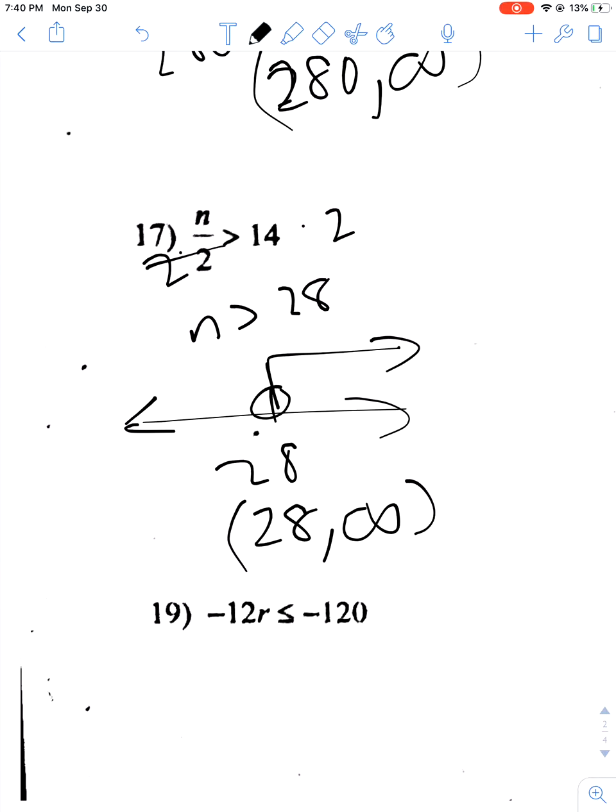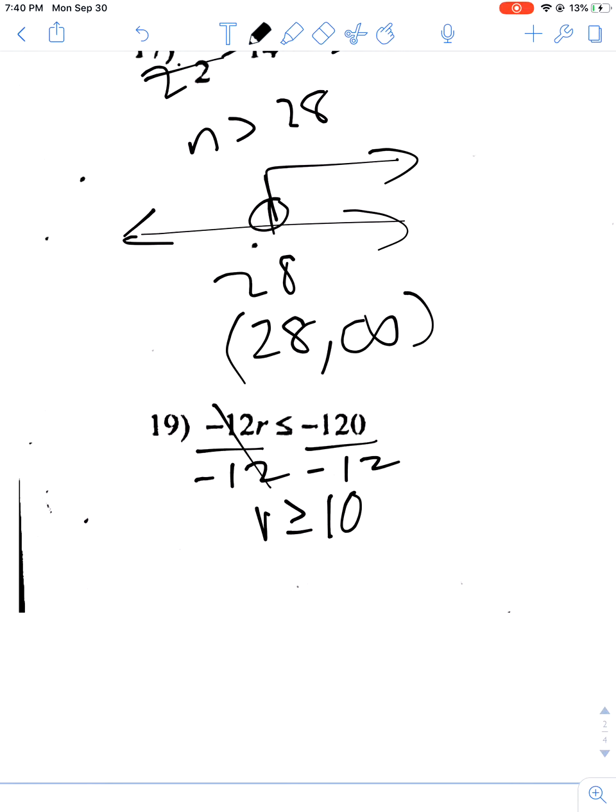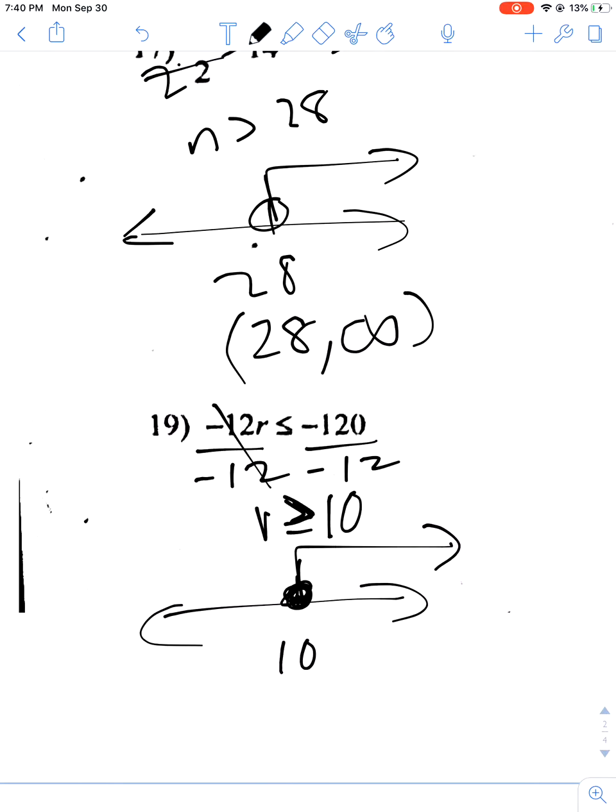All right, number 19. To do this, I need to divide by a negative. But when we divide by a negative, we need to flip our inequality. Negative divided by negative is positive. 120 divided by 12 is 10. Okay. So we divided by a negative. That's why we flipped here. 10 is on here. Closed. It says R is bigger. So I need the numbers that are bigger. And your interval notation. When does it start working? 10. When does it stop working? Infinity. Closed means bracket. Always a parenthesis around infinity.